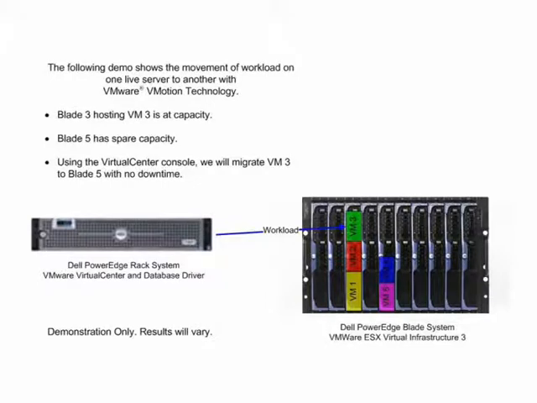The demonstration will show that Blade 3 is running at capacity and we need more resources for the DVD store application. So we will initiate a VMotion migration to move VM3 from the VMware host on Blade 3 to the VMware host on Blade 5. This will happen with no downtime to the application, no drop in user connectivity, and no drop in client connectivity from the RDP session to the client machine from the 2950.